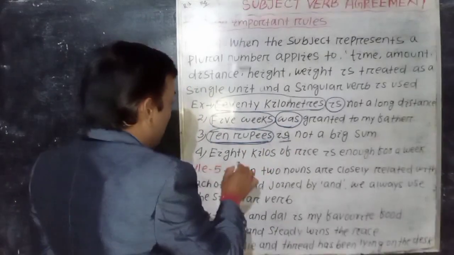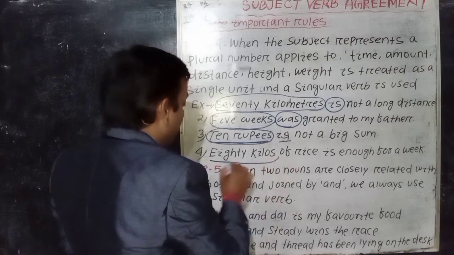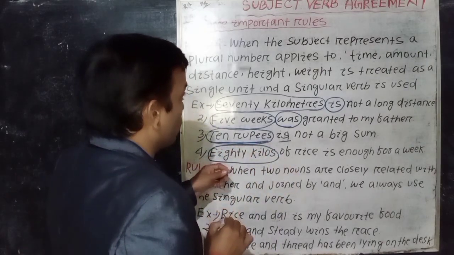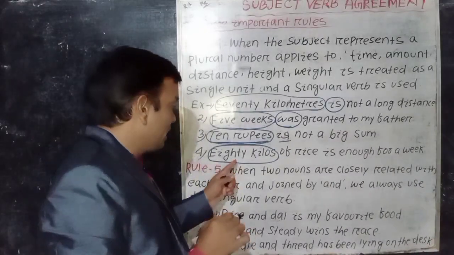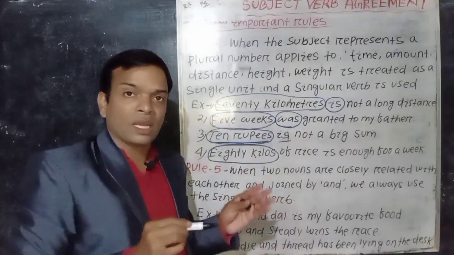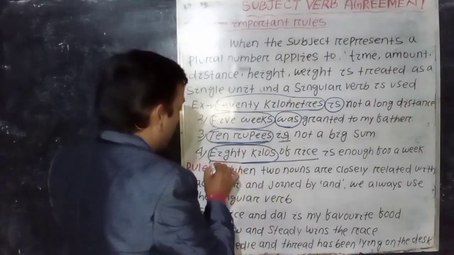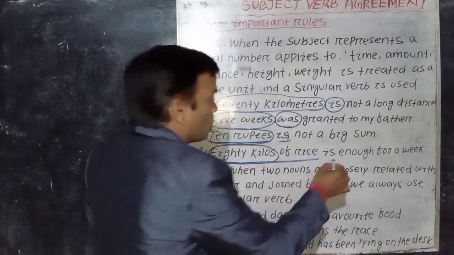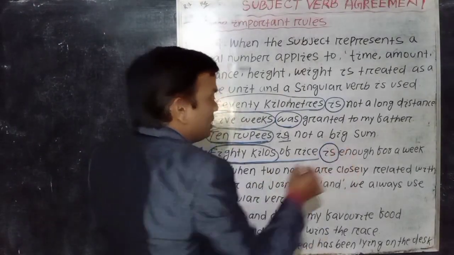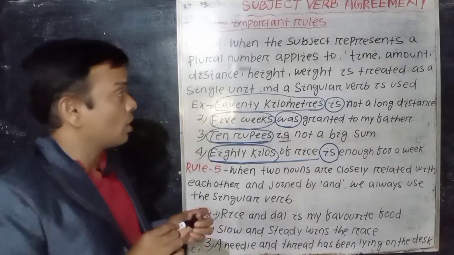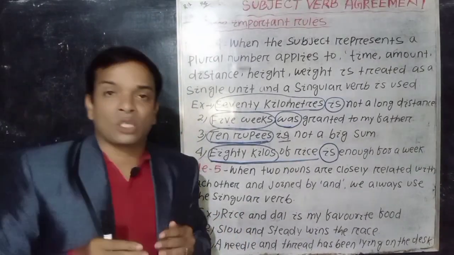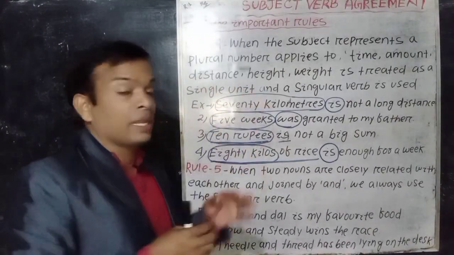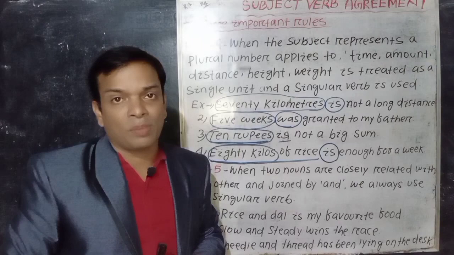Clear? Then 80 kilos, see 80 kilos, it also refers to weight. This particular subject refers to a weight. The phrase 80 kilos of rice is treated as a single unit, so it takes the singular verb is. So the formula is, when a plural subject refers to amount, distance, height, weight and time, it always takes a singular verb after it.